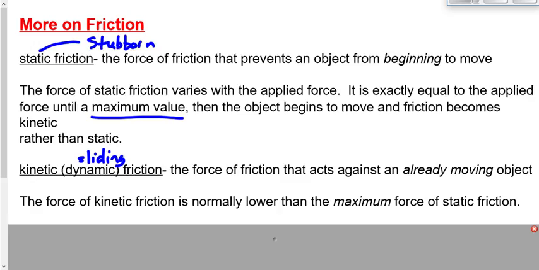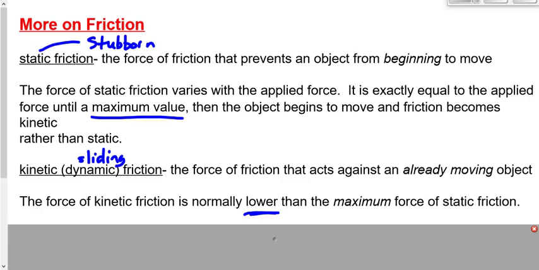You push harder and harder and harder, and then all of a sudden it starts moving, and then it slides a bit, and then it's like, oh, it's easier now. Once it's moving, it's easier to move than it is to get it moving in the first place. You ever notice that? That's because once something's moving, it's kinetic friction. And kinetic friction is lower than static friction. Not always lower than static friction, but it's always lower than the maximum value of static friction.